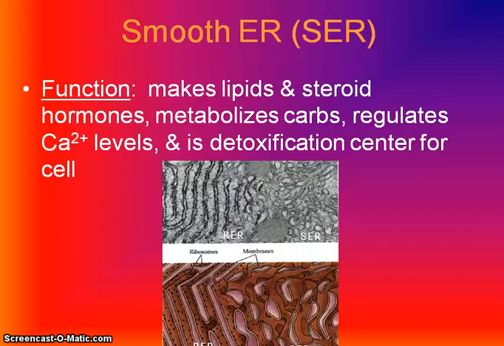The smooth endoplasmic reticulum, or SER, looks similar to the rough. It's still this system of membranes, but its job is to make lipids and steroid hormones. It also metabolizes or breaks down carbohydrates. It can regulate calcium levels, and it's also a place for detoxification, so it can help to break down certain toxins that are in the cell.